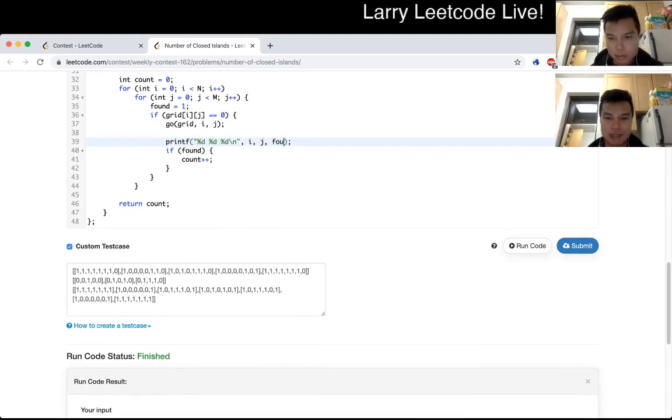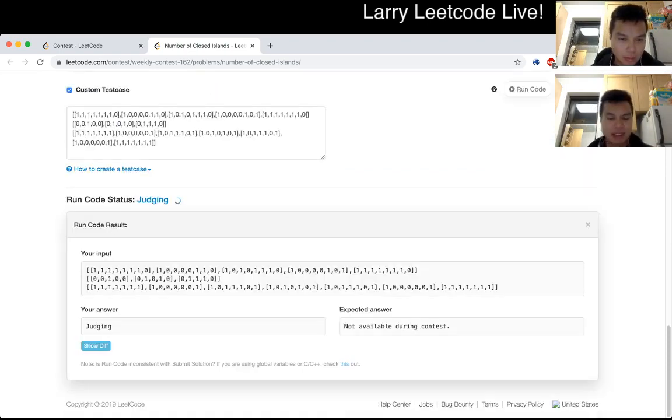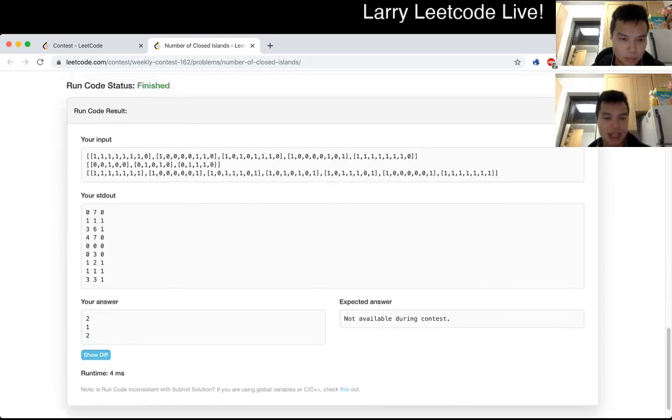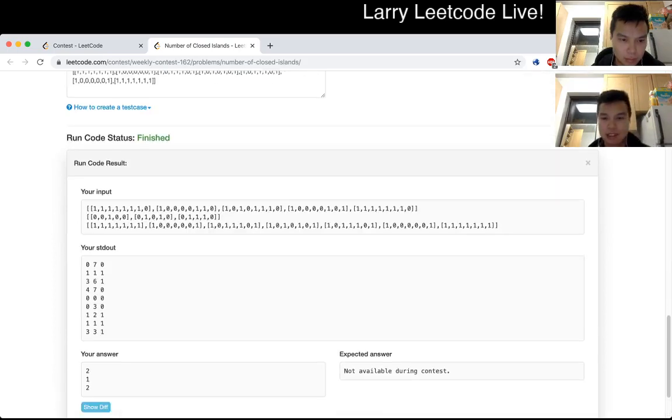And I was just printing out even more debugging so that I could see where it considers a fresh island. And after that, it was off to the races. And I think I'm done.